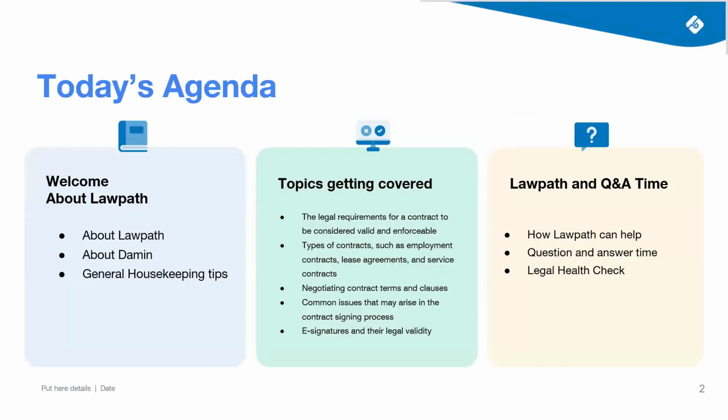All right, so we'll go into more detail shortly, of course. We'll cover a bit more about Lawpath, who we are, how we can directly assist. I'll introduce Damin, who will be discussing today's topic. Today Damin will be covering the legal requirements for a contract to be considered valid and enforceable, those types of contracts, such as employment contracts, lease agreements, and service contracts, negotiating contract terms and clauses, common issues that may arise in the contract signing process, and e-signatures and their legal validity. Finally, we'll conclude with a Q&A session.